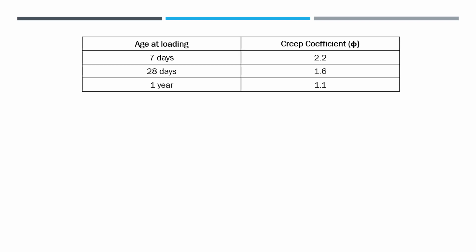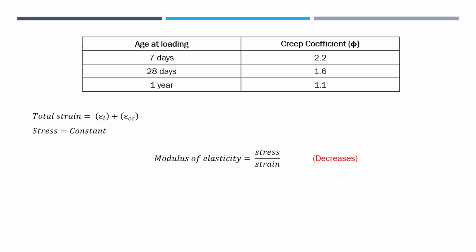As per Indian standards, the value of creep coefficient is specified depending on the age of concrete, and the values are shown in the table below. For 7 days, it can be assumed as 2.2. For 28 days, it can be assumed as 1.6, and for 1 year, it is 1.1. Since the effect of creep is to increase the total strain, which is epsilon i plus epsilon cc, keeping the stress value constant, the modulus of elasticity of concrete is reduced, whereas the modular ratio m is increased with time. We will discuss more about modular ratio in the next session.